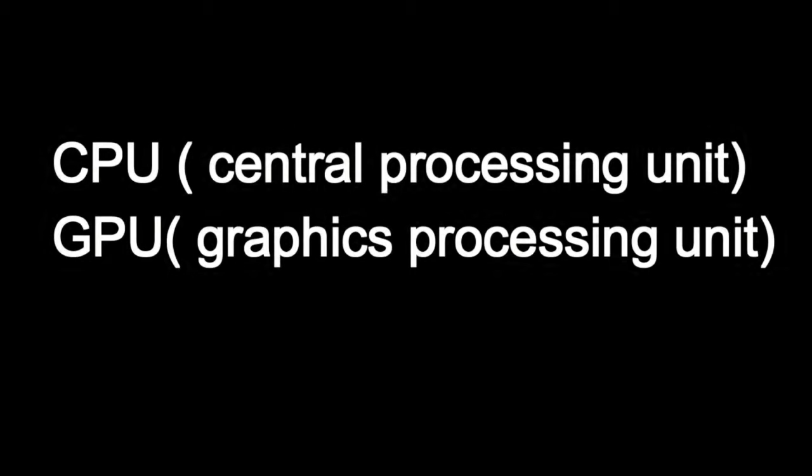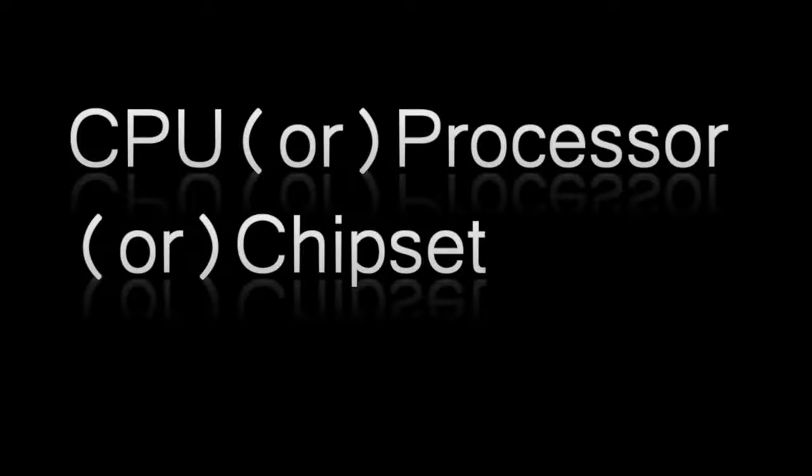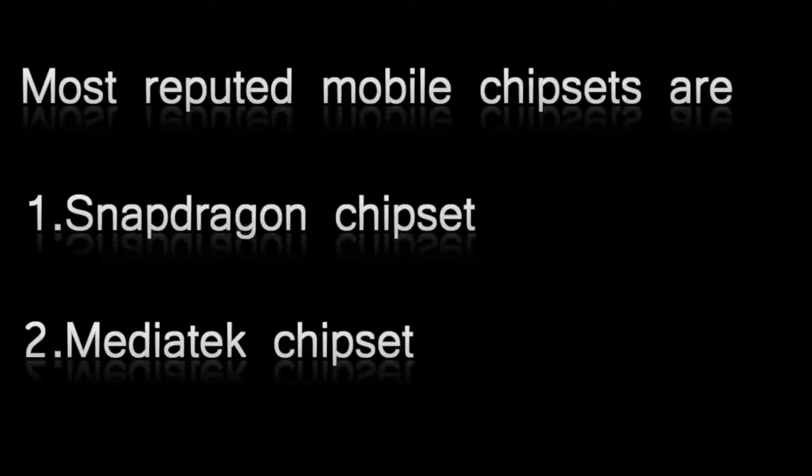Next thing is CPU and GPU. CPU means Central Processing Unit. GPU means Graphics Processing Unit. CPU is also known as processor or chipset. It's a major part in any mobile. The most reputed mobile chipsets are Snapdragon chipset and MediaTek chipset. There is a healthy competition between these two chipsets in the market.